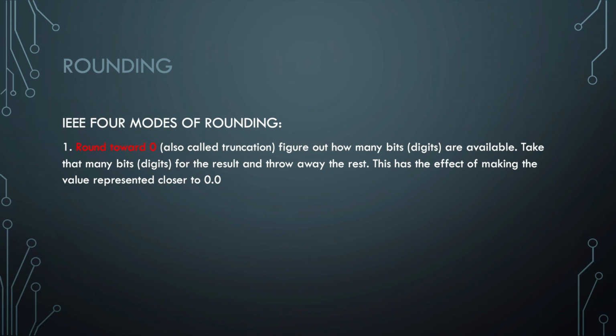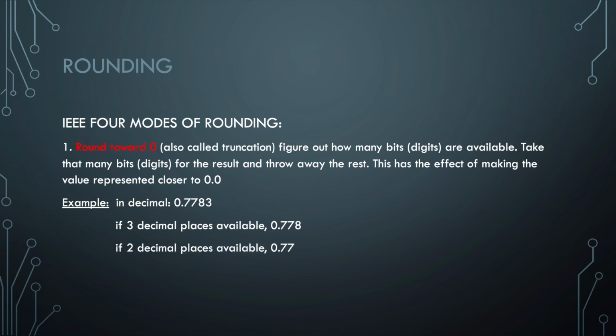IEEE also introduced 4 modes of rounding. The first one is rounding towards 0, also known as truncation. We figure out how many bits are available, and we take that many bits and throw away the rest. For example, for the decimal 0.7783, if there are only 3 decimal places available, we throw away the 3. If 2 decimal places are available, we throw away 8 and 3, and so on.